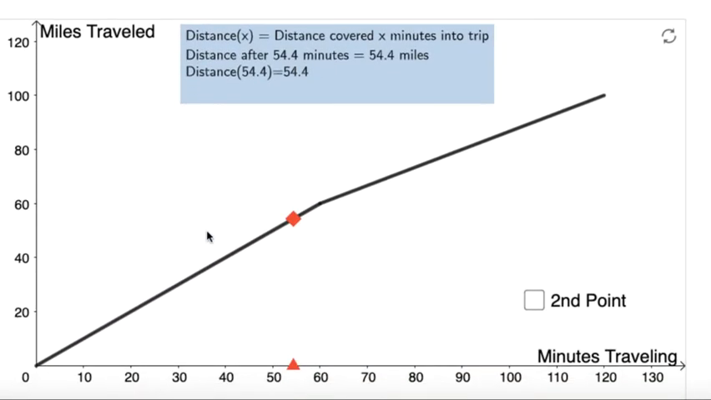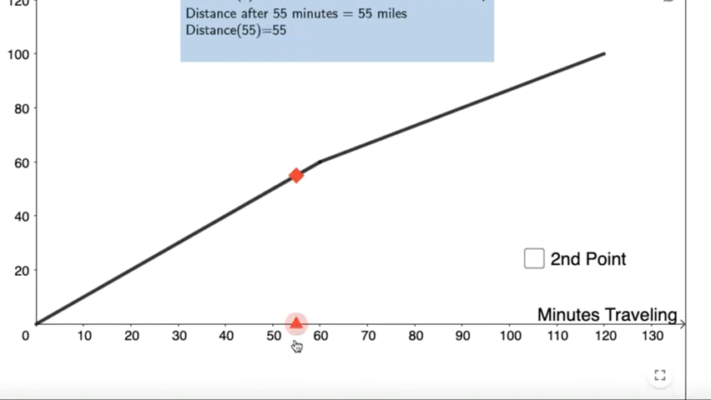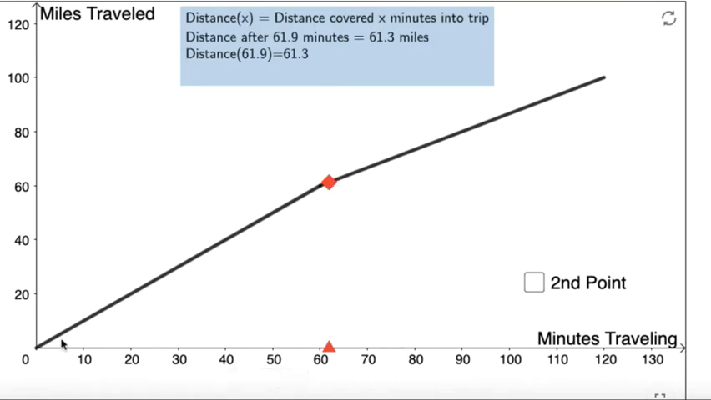Okay, so let's look at another graph here, and this is the distance traveled by someone who drives for an hour at 60 miles per hour and then an hour at 40 miles per hour. So what you can see here is that you can see that the slope is a little steeper for the first part of this trip than for the second part, because here we're traveling at 60 miles per hour, here we're traveling at 40 miles per hour.